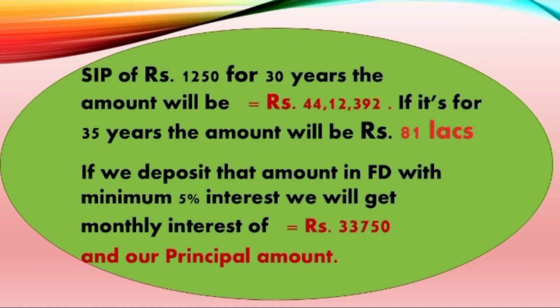And if the same SIP, 1,250, you keep it for 35 years, the amount will be rupees 81 lakhs. And if you deposit that amount in FD with a minimum 5% interest, you will get a monthly interest of rupees 33,750 like a pension monthly, and our principal amount will remain there.